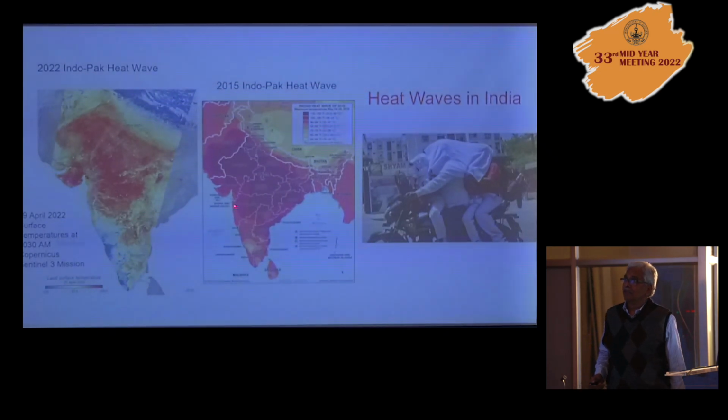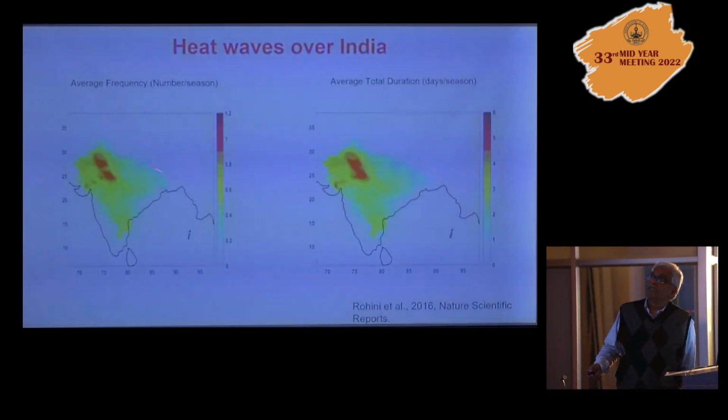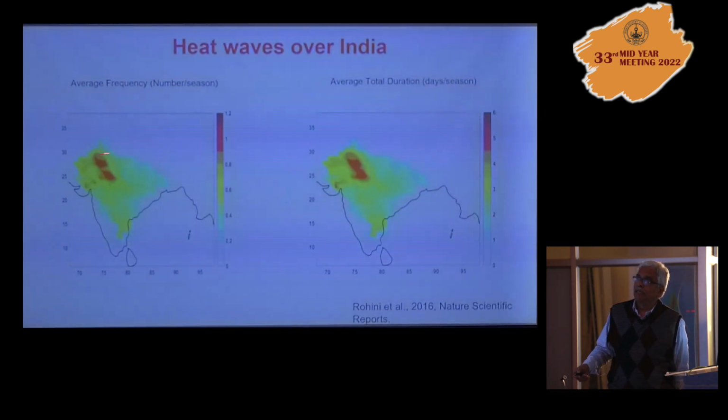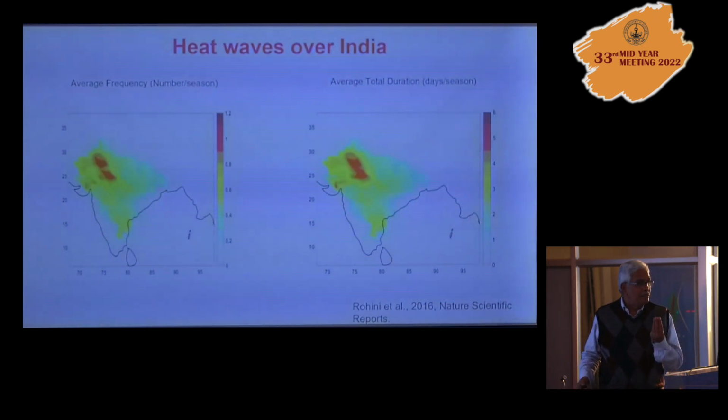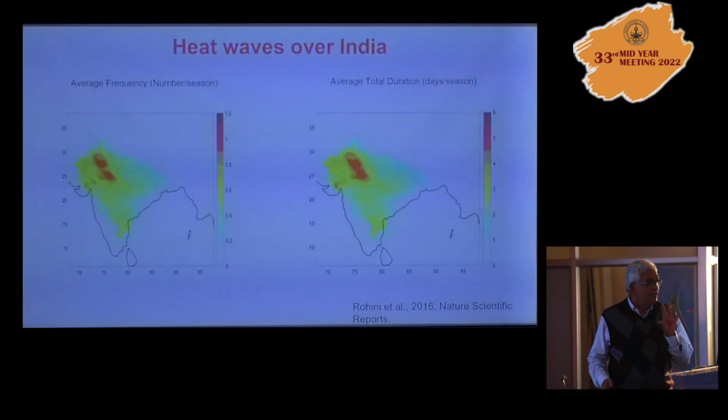And the 2015 heat wave is also a large heat wave which occurred. And this is the normal average frequency. Normally the heat waves are seen here, especially in Northwest India and Central India. And another area is coastal Andhra Pradesh. It's very, very famous. And there are two areas. One is this, and another is this. The physical mechanism, the dynamics, the physics of the heat waves over here and over here are slightly different. So the prediction also will be different.